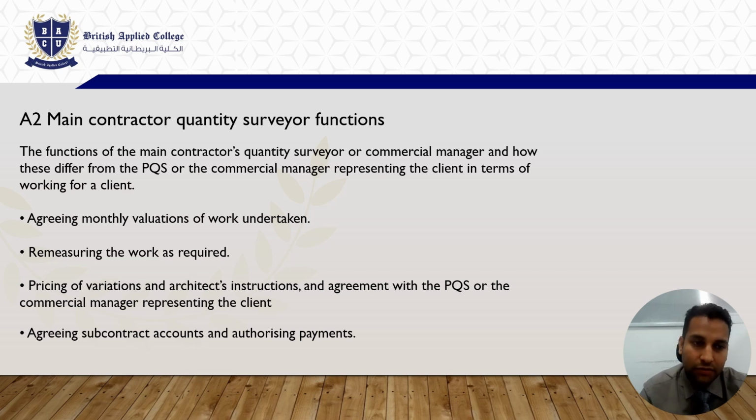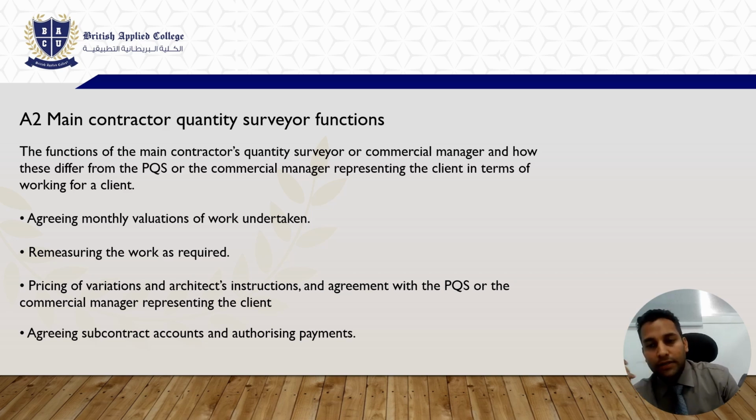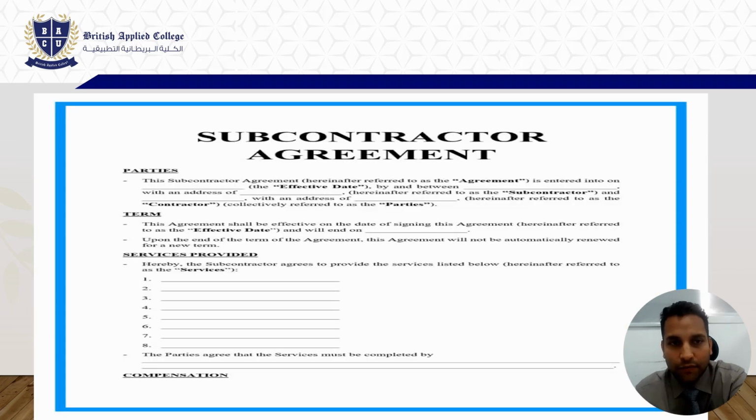Also, agreeing subcontractors' accounts is one of the important things; he needs to look after the subcontractors. The quantity surveyor for the main contractor would take care of all the subcontractors. He will look into their accounts, how much payment needs to be made to the subcontractors, and all those things are also the function of the quantity surveyor of the main contractor. These are some of the subcontractor agreements which the quantity surveyor needs to look at.